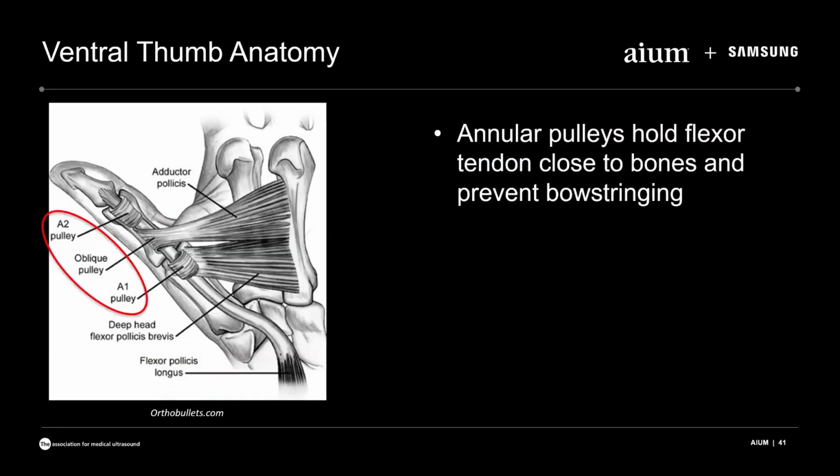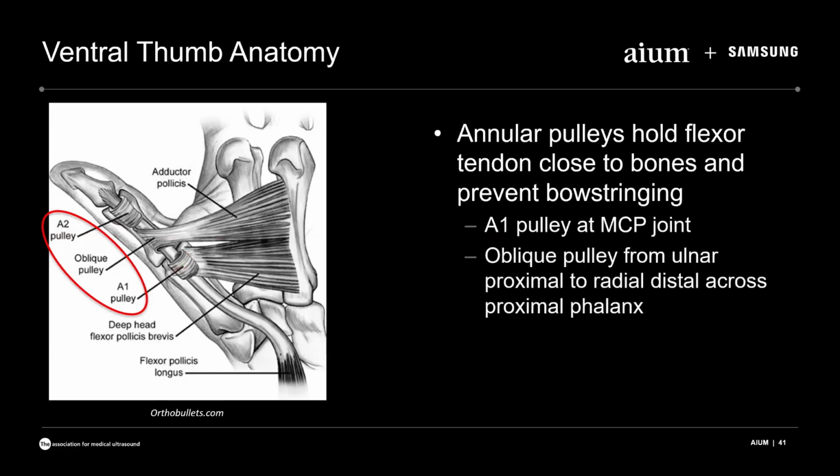And the other thing we have on this side are these annular pulleys. Those will actually hold the flexor tendon close to the bone to prevent bowstringing. They're kind of like little seat belts. And there's three major ones. There's this A1 pulley at the MCP joint. There's an oblique pulley at the proximal phalanx that will extend from ulnar to radial. And then there's an A2 pulley just proximal to the IP joint here.